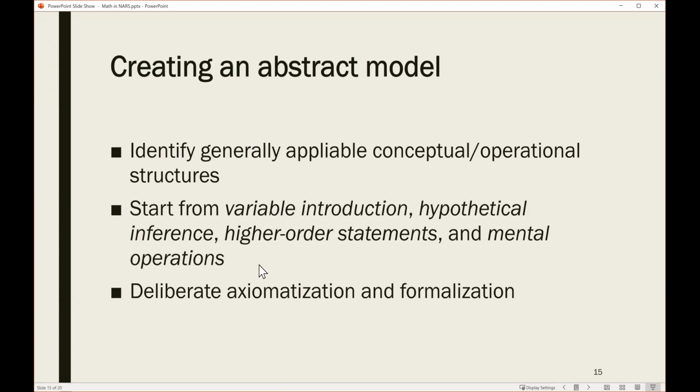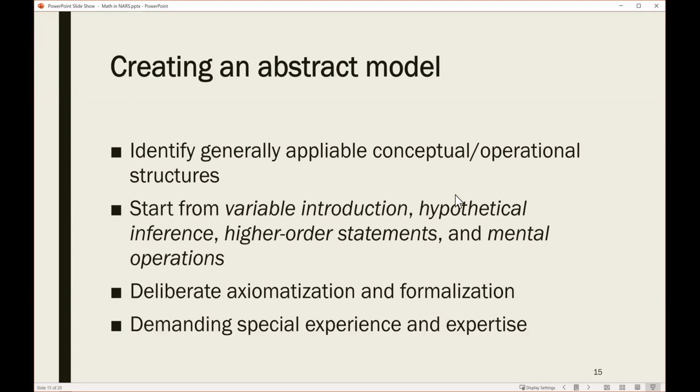But of course, to actually build a mathematical model, you need to deliberately do axiomatization and formalization, as I described before. You need to abstract a relatively stable thing and cut it off more or less from experience. This is not always easy or successful. So it demands special experience and expertise. What I mean is this is not completely a logical thing.